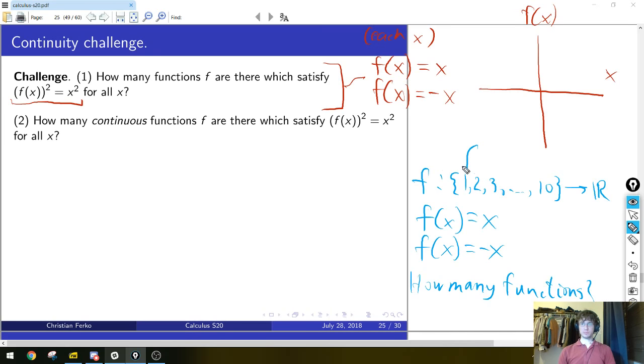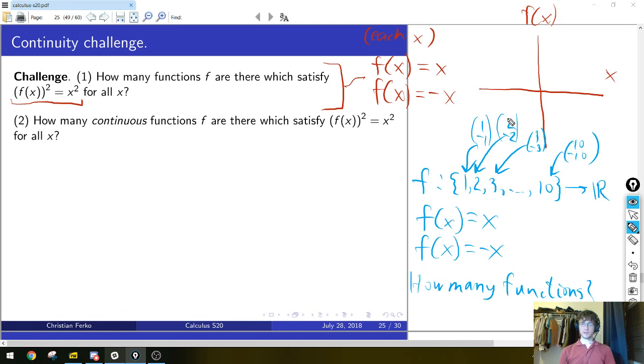Let's just go one by one. What are the two choices for f of 1? f of 1 equals 1 and f of 1 equals negative 1. Good. Two choices. What are the choices for f of 2? f of 2 equals 2 and f of 2 equals negative 2. Good. Choices for f of 3? f of 3 equals 3 and f of 3 equals negative 3. Good. These are all independent choices.